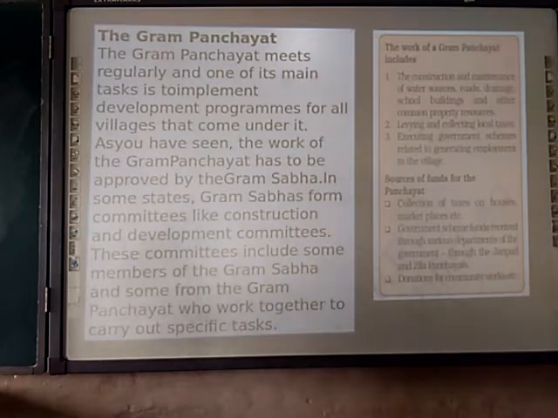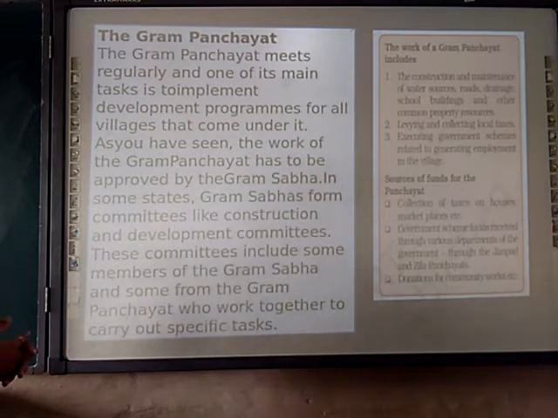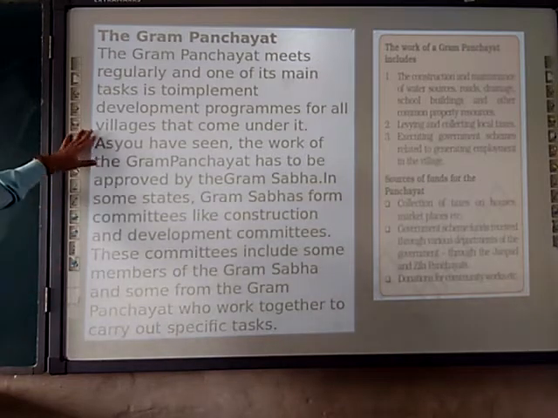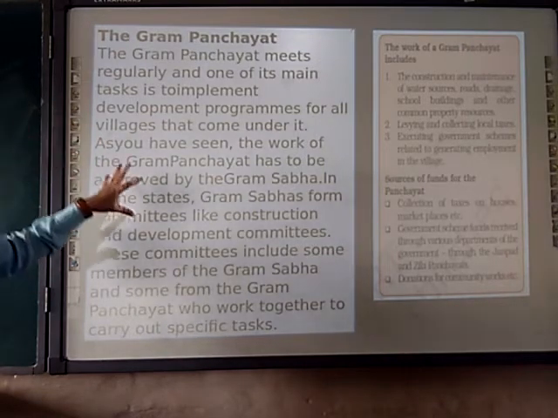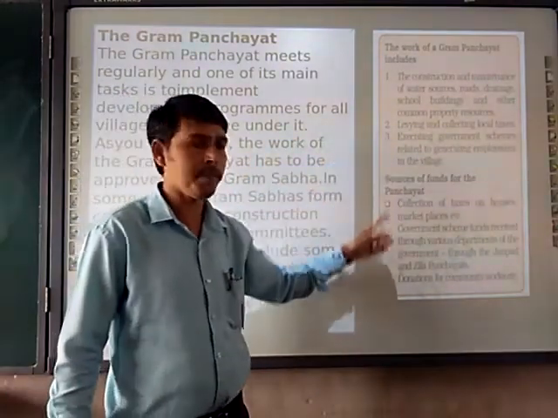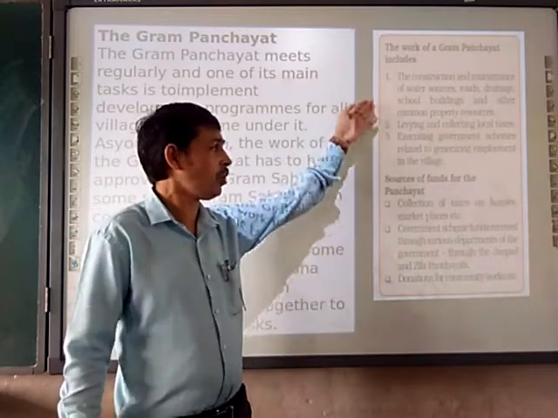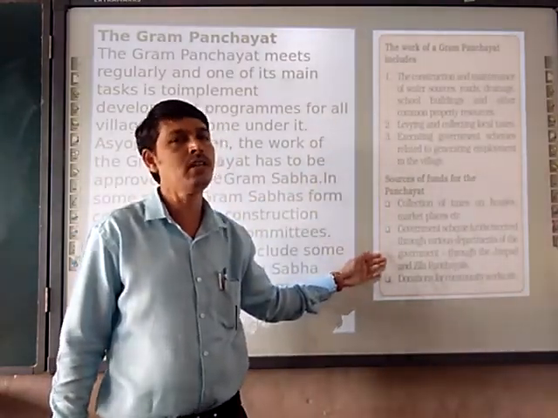Next, this is the Gram Panchayat. We are going to see what the Gram Panchayat is. The Gram Panchayat meets regularly, and one of its main tasks is to implement development programs and policies for the welfare of the village, right? These things are present in the textbook. Please go through it and you will understand what the Gram Panchayat is doing for us.